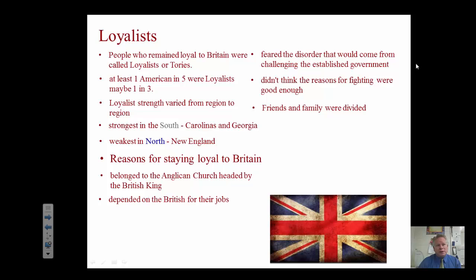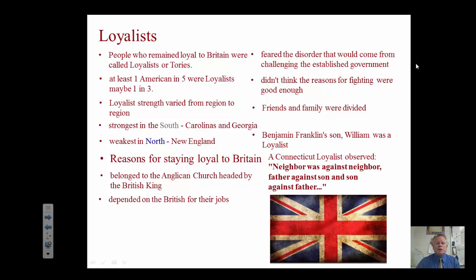And this war divided families. Friends and families were divided. Benjamin Franklin and his son William were on opposite sides. His son William was a loyalist. As you know, Benjamin Franklin was one of the most famous patriots that we have. So one Connecticut loyalist observed this. Neighbor was against neighbor, father against son, and son against father.